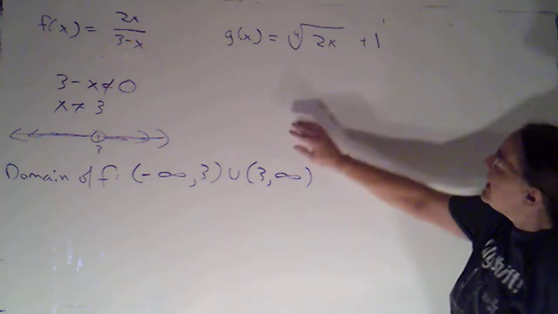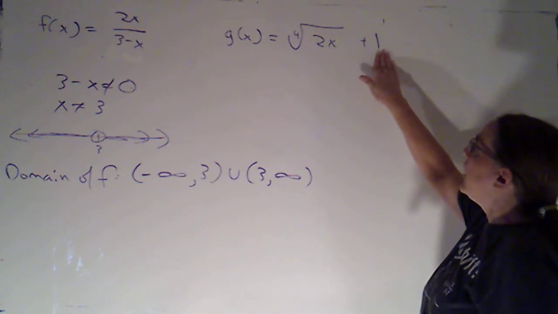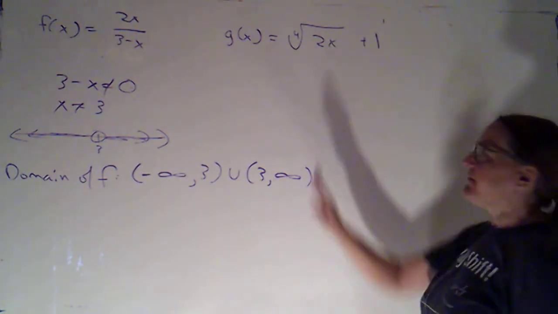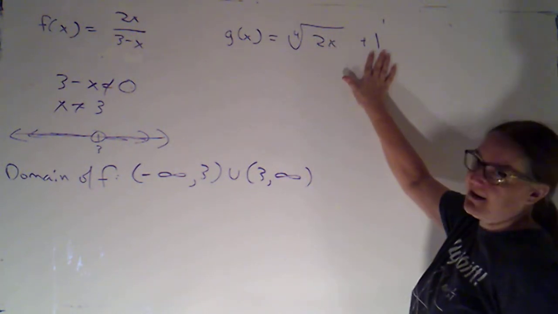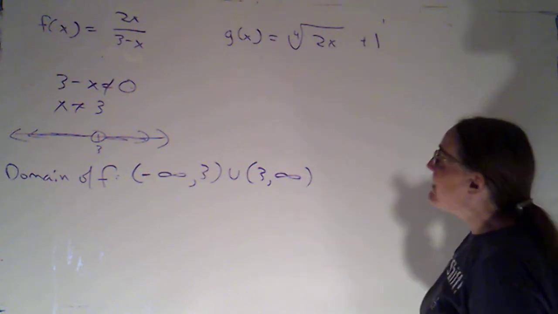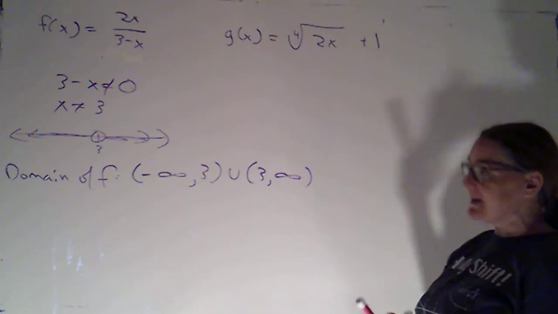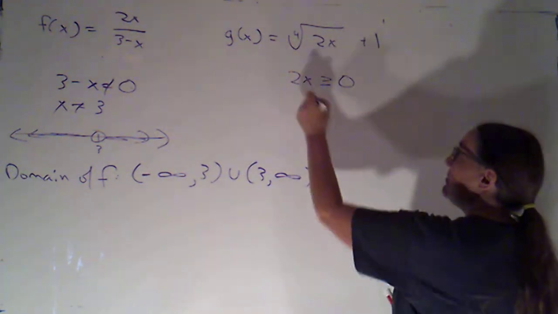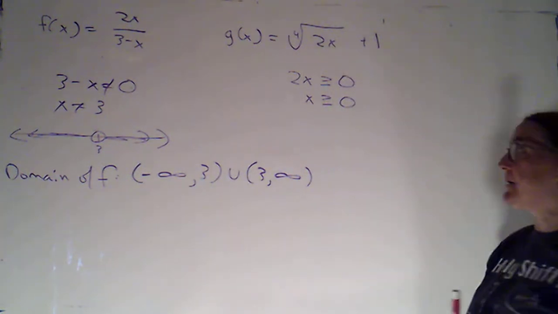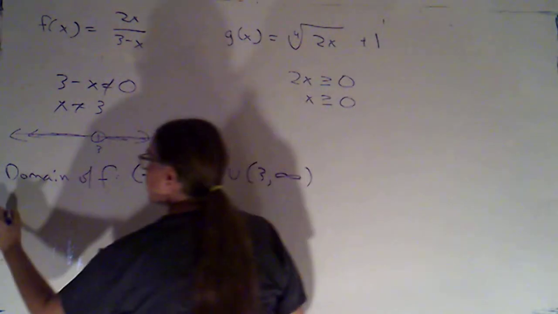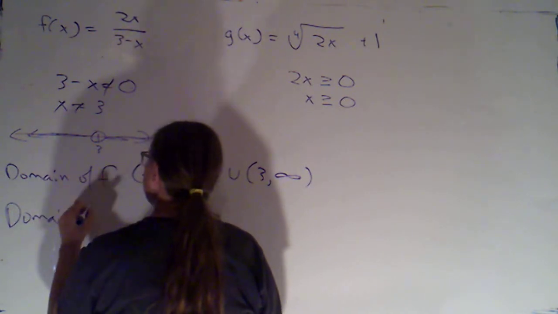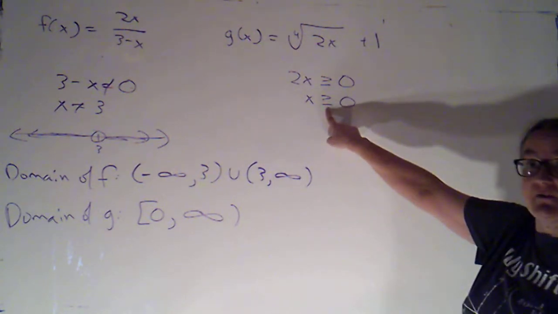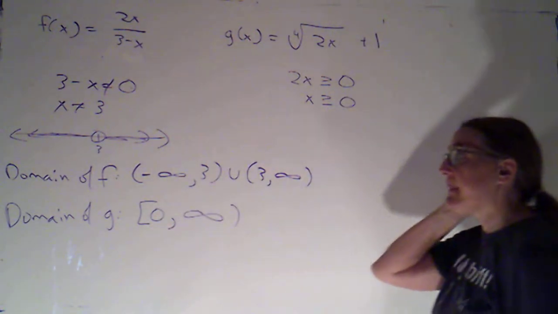Now g involves a fourth root, and then we're adding 1. Well, the adding 1 doesn't affect the domain at all because that's not under the radical. If I can evaluate the fourth root of 2x, I can add 1 to it. So the rule is just that whatever's under the radical has to be non-negative. So here I need 2x to be bigger than or equal to 0, and that simplifies to x being bigger than or equal to 0. So the domain of g is just going to be from 0 to infinity. Inclusive inequality, so I include that point.